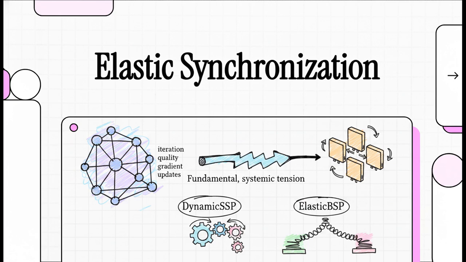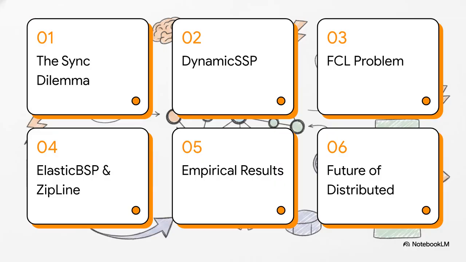So today, we're unpacking a total masterclass of a thesis by Xing Zhao that tackles this exact bottleneck. We'll be introducing two profound models, DynamicSSP and ElasticBSP. We're going to explore how they fundamentally rethink synchronization by literally co-designing the system architecture alongside the intrinsic optimization properties of machine learning itself. Okay, let's dive into this.